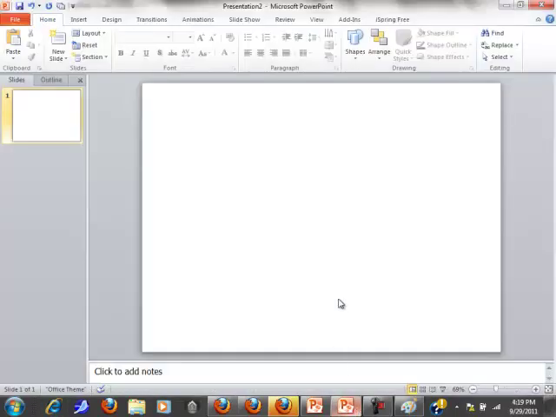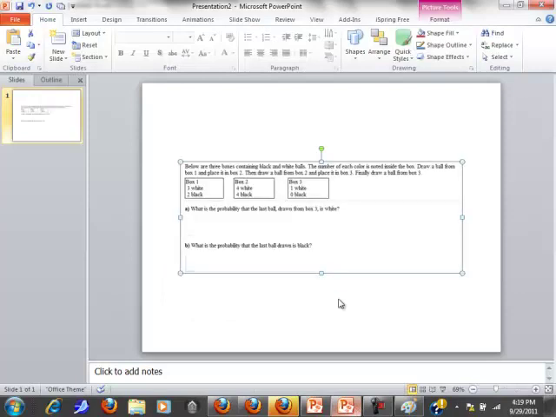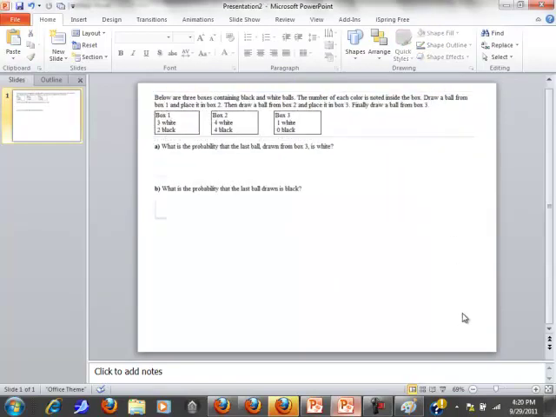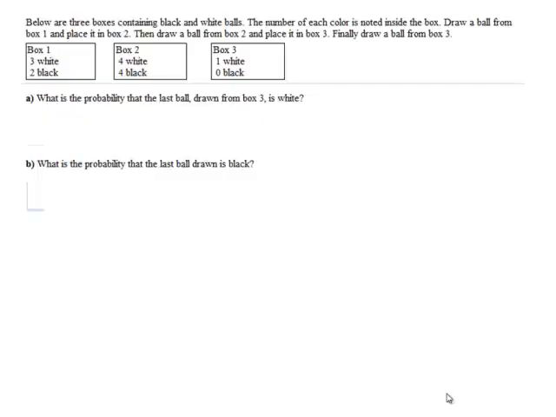So, let's talk about this question. 3 boxes, black and white balls inside the boxes. The following breakdown. Yours might have a different breakdown, but the setup is the same. You're going to draw a ball from box 1, put it into box 2, draw a ball from box 2, put it into box 3, draw a ball from box 3. Part A says, well, what's the chance that the last ball drawn, the one that's drawn from box 3, is white?